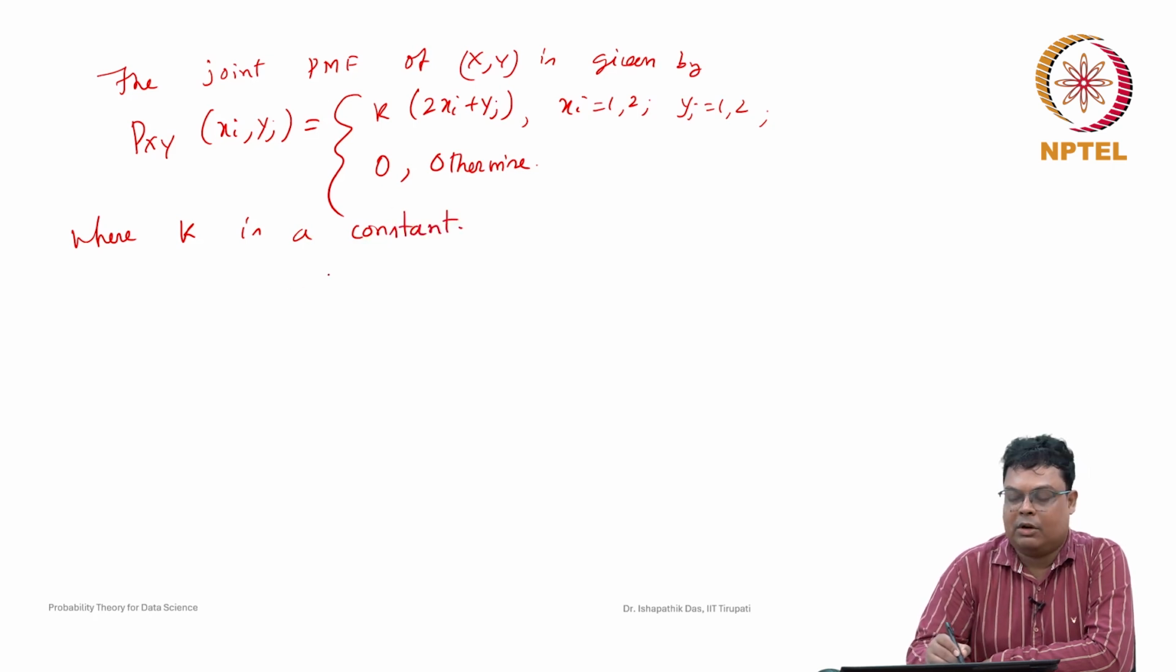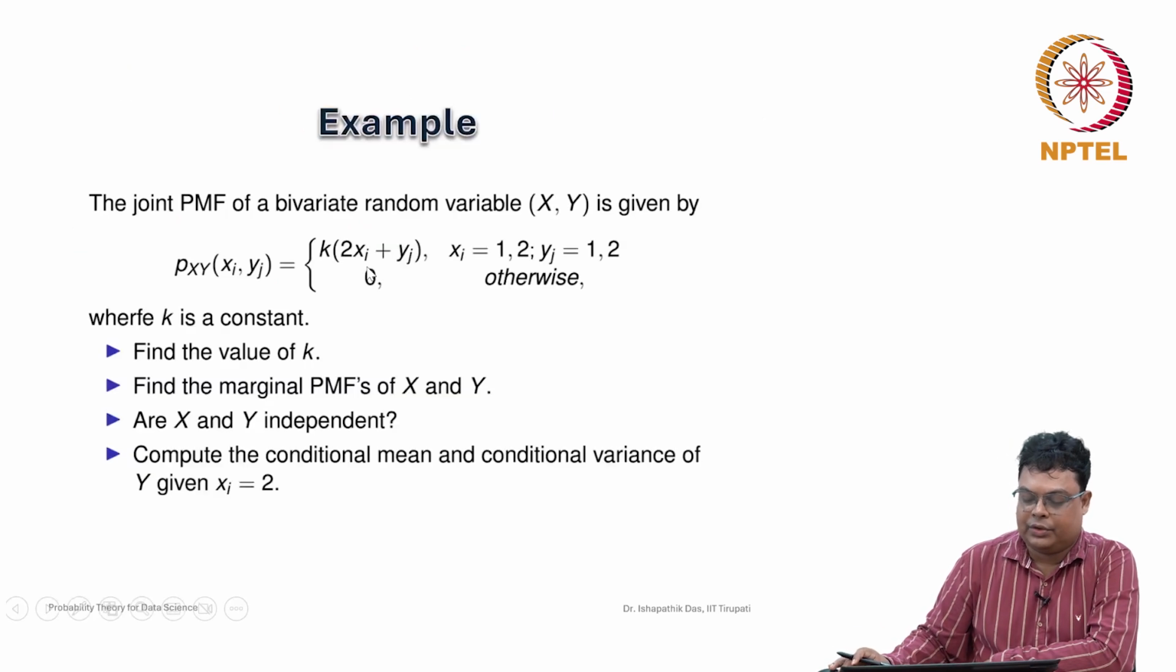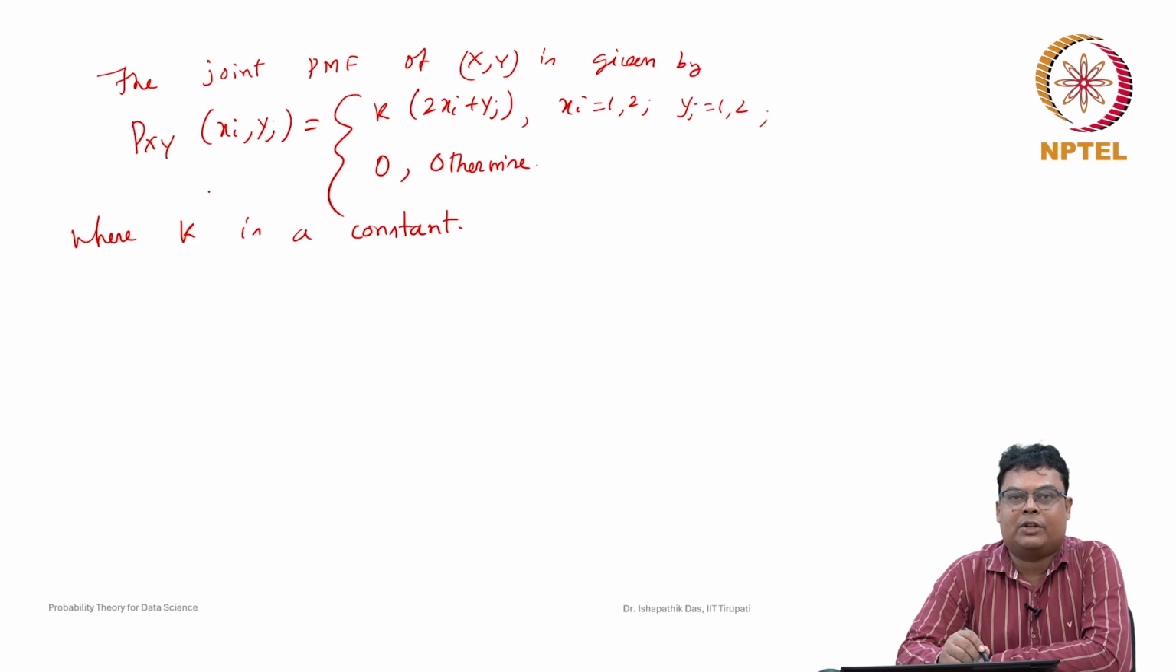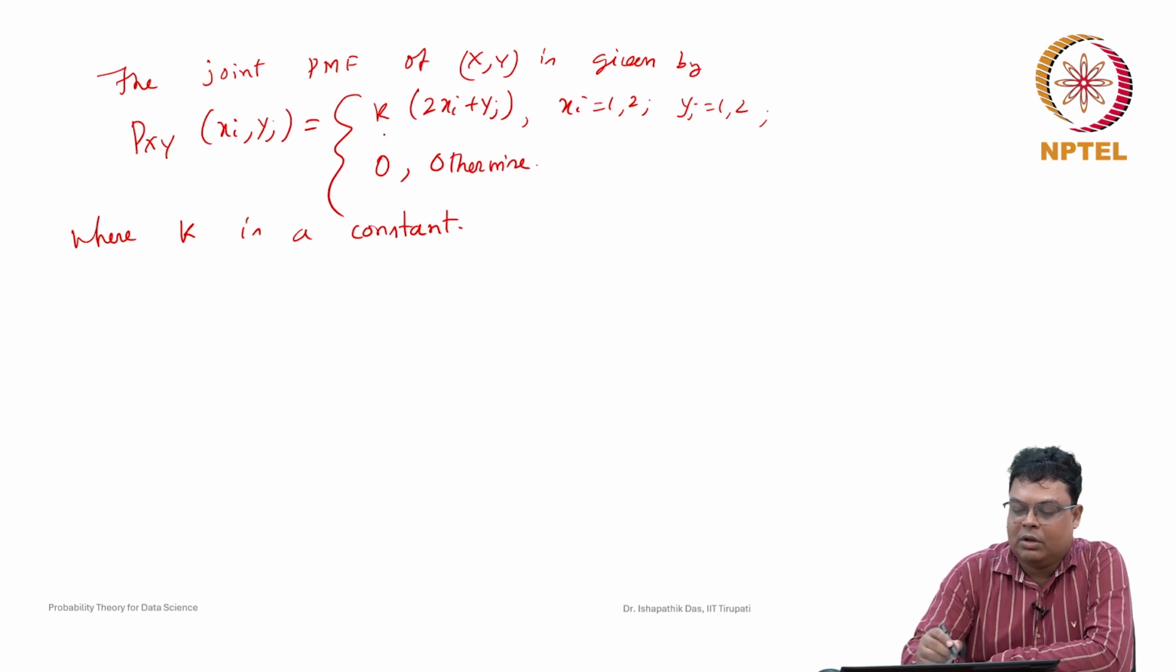So we have to find the value of k. These are the questions: find the marginal probability mass functions of x and y, and check whether x and y are independent. So let us do those things. To find k, we need to use the properties of the joint probability mass function. Since it is a probability mass function, it is always greater than or equal to 0, hence k has to be greater than 0, and we will find k by the other property.